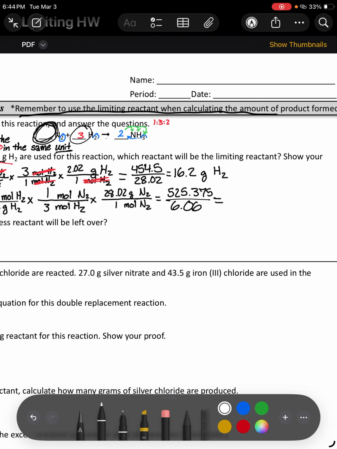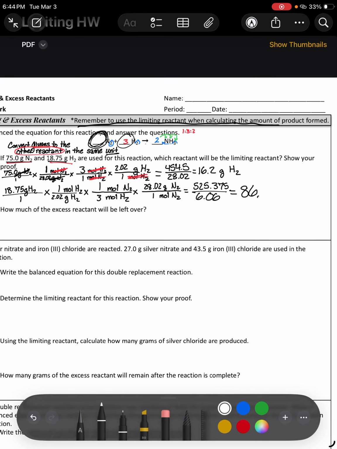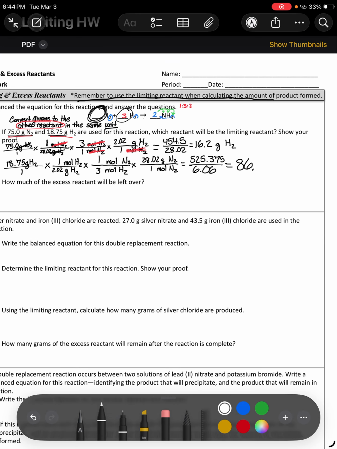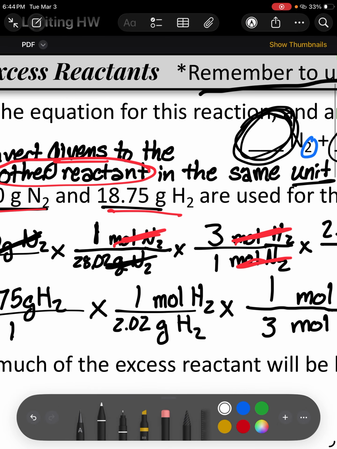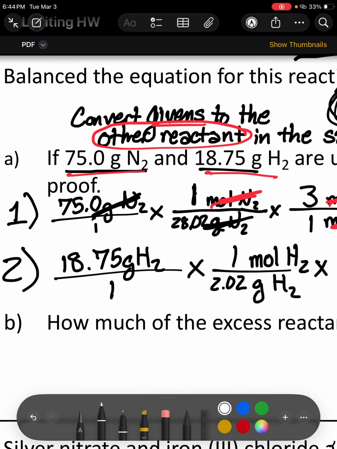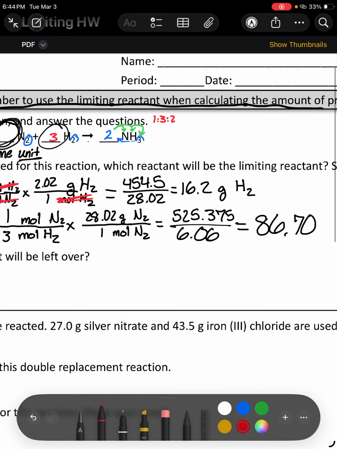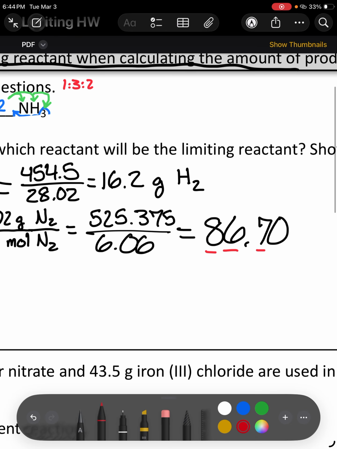Once we do that quick math, 525.375 divided by 6.06, that should give us 86 point... we need to go ahead and round that. That's using sig fig rules, because if you remember, we were given how many grams? How many in our start? We're given 1, 2, 3, 4, so we want to have 4 in our answer.